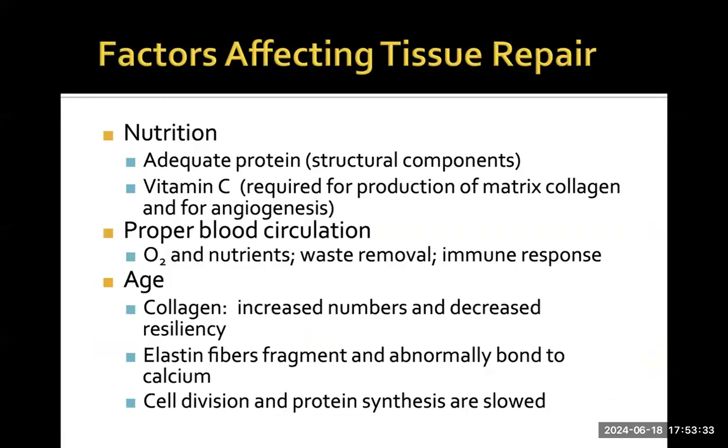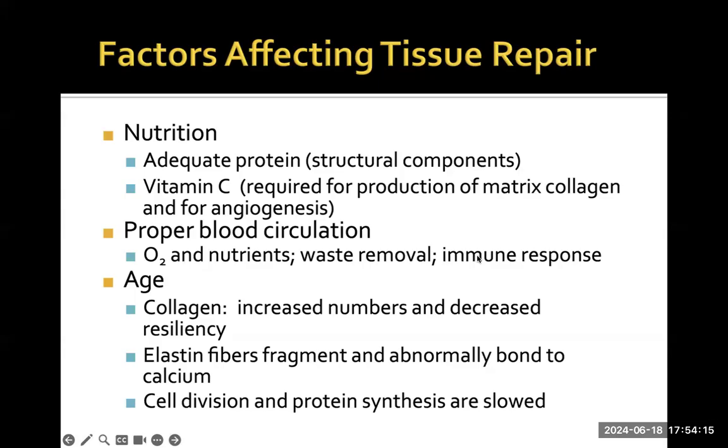So there are factors that are going to contribute to tissue repair. Things like nutrition: when you have adequate nutrition or protein input into your body, you're able to repair better. And also when you're consuming vitamin C, you're able to repair better because it's going to help produce the collagen fibers. And then also what's called angiogenesis, which is the process of creating these new cells. And if you also have proper blood circulation, so a good O2 supply and nutrients, it's going to help bring those in and get rid of waste and also help with your body's immune system.